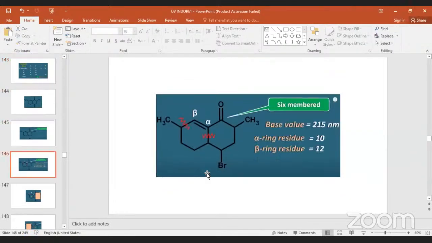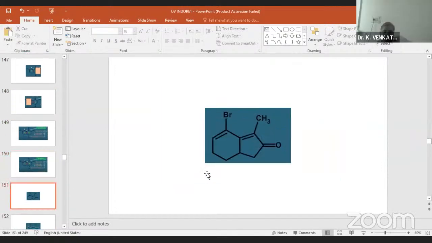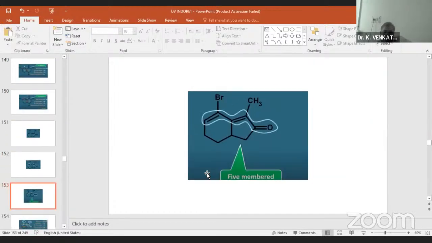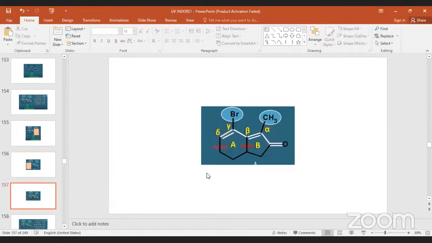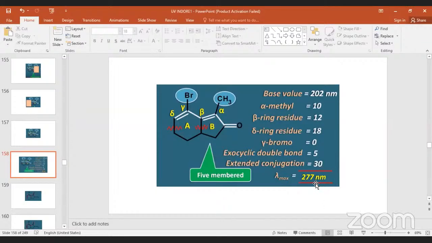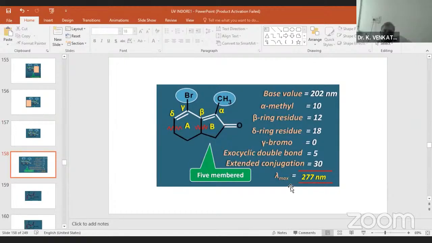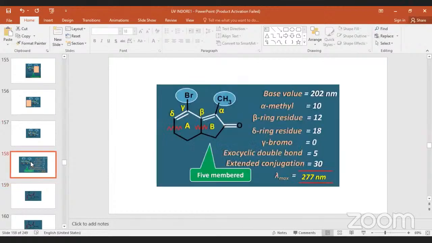30, 30. Yeah. 265. So if halogen is present in gamma, the value is 0. Okay, gamma is 0, so this is the answer, ma'am. So 270, 277 nanometers. There is no extended conjugation. Yes, but in this question, there is one extended conjugation. Yes, ma'am. Okay.